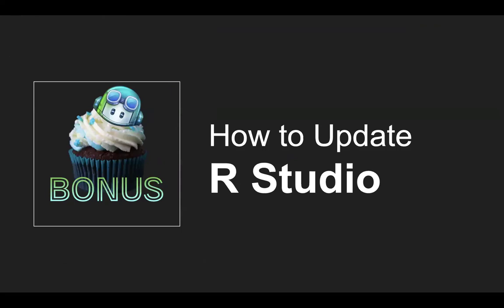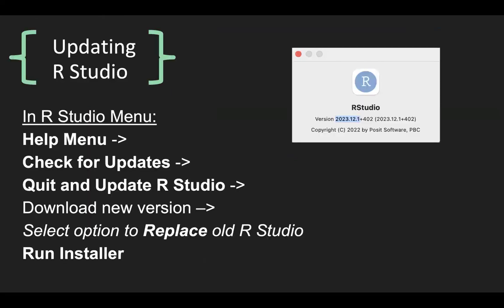As a bonus, here are the steps to update RStudio in case you have to do so to use Copilot. To update, go to your RStudio Help menu, check for updates. If an update is needed, quit and update RStudio. Download the new version, and I would recommend selecting the option to replace your old version when the pop-up appears. You can then run the installer. This worked pretty seamlessly on my Mac, and I hope it is the same experience for you.